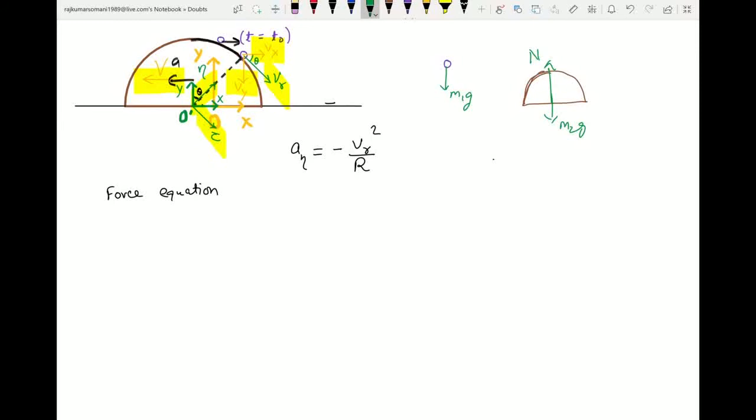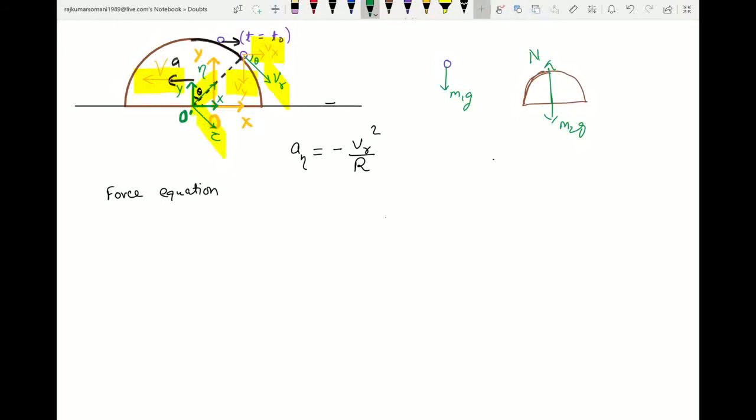It might be accelerating somewhere between 0 and t naught, but at this instant, at t equals t naught, it is not accelerating. And since it's not accelerating, I don't have to consider the inertia forces. So the only force acting on the body is the gravitational force.